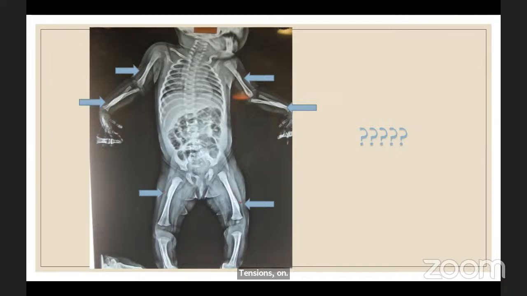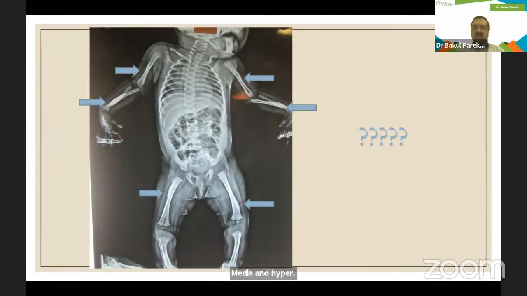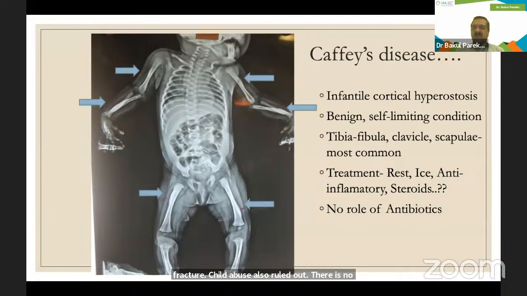Yeah, there was gradually increasing pain and warmth, and syphilis and other tests were done and they were normal. And when there is periosteal reaction everywhere without fracture, child abuse is also ruled out. There is no hematoma, there is no soft tissue swelling. So this diagnosis is definitely Caffey's disease, which is known as infantile cortical hyperostosis, which is a benign and self-limiting condition.